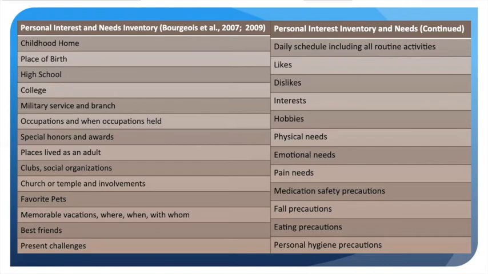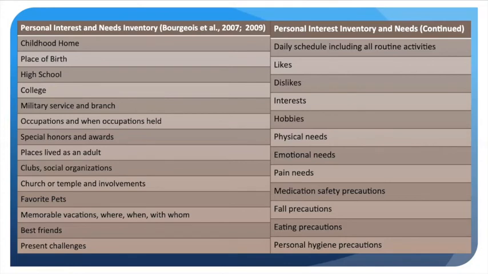So their childhood home, place of birth, high school, college, if they were in the military, what occupations they might have, special honors and awards, places that they lived, places that they visited, if they belonged to any clubs or social organizations, if they had any church involvement, their favorite pets, favorite vacations, who did they go with, their best friends, and obviously their family is one of the main things too that should be on there.